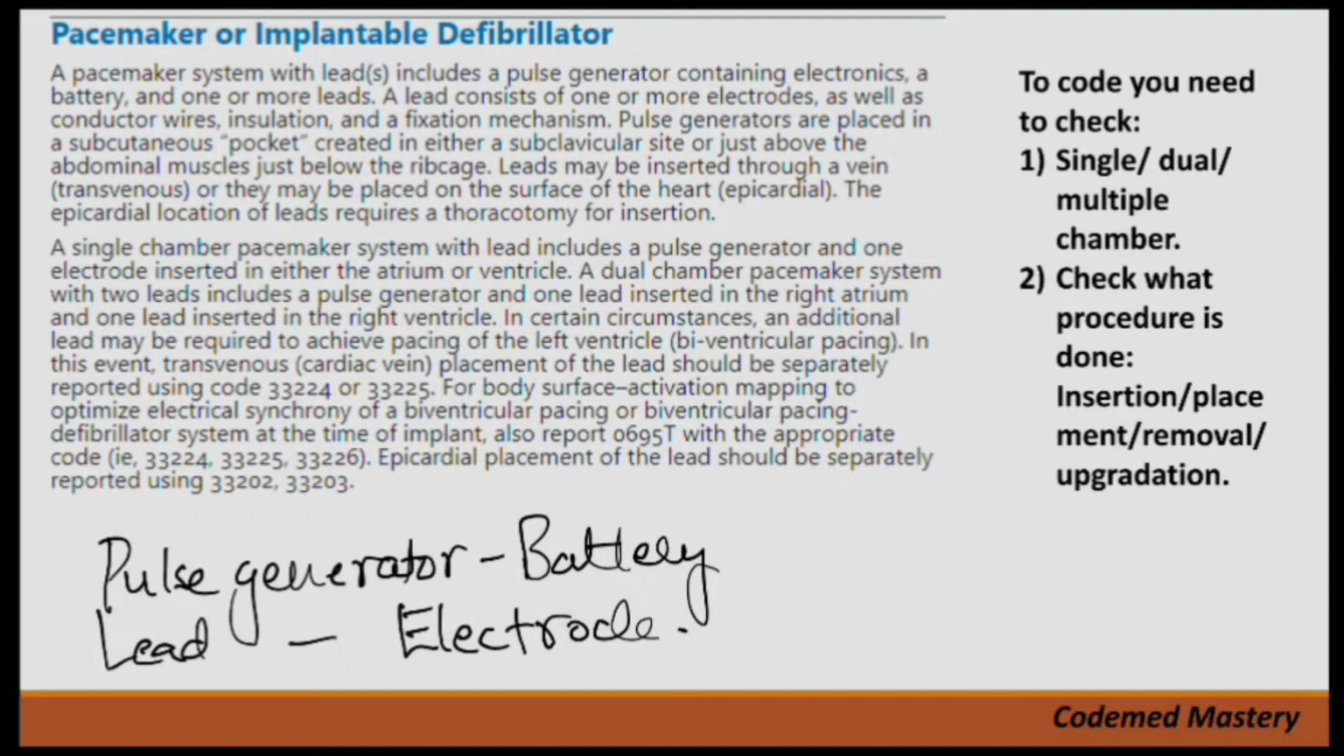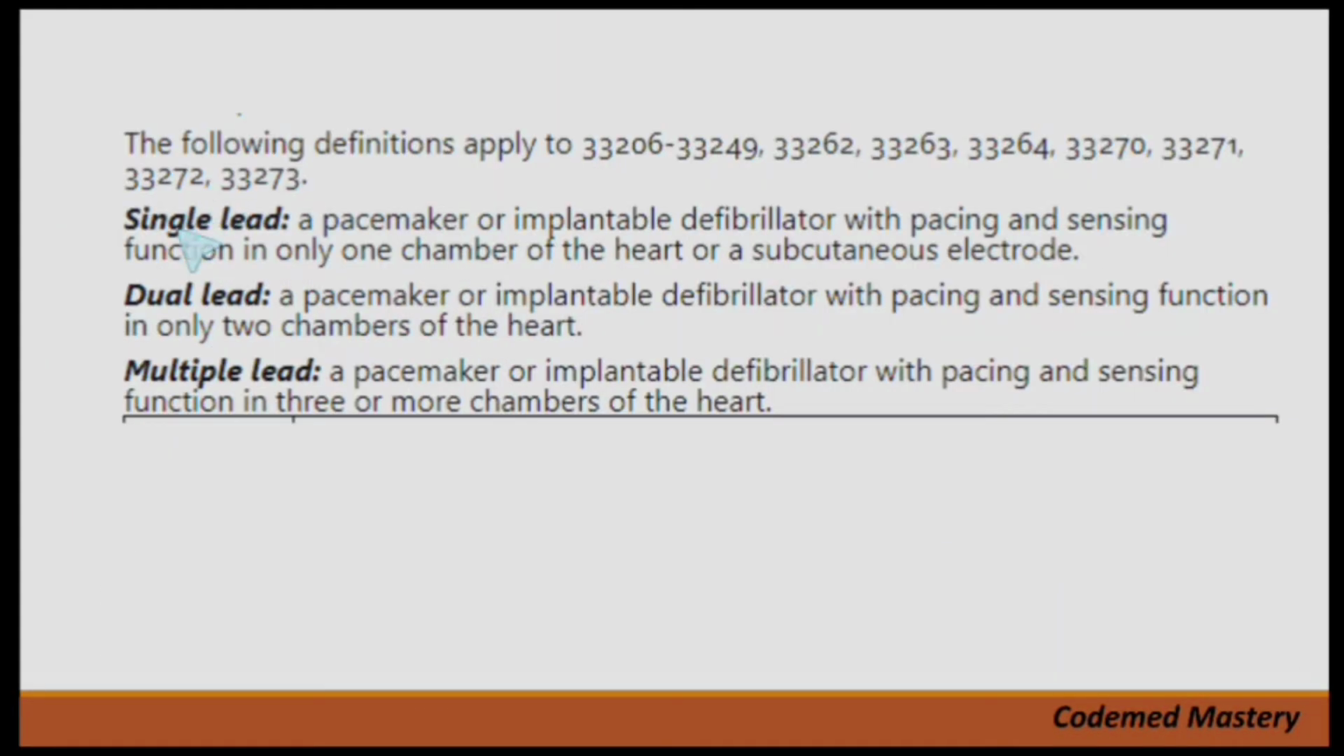Now let us learn how to code pacemaker or implantable defibrillator codes. To code, you need to check first whether it is single, dual or multiple chamber, and you have to check what procedure is done, such as insertion, placement, removal or upgradation. Let us check the codes. As I told, you have to check whether it is single, dual or multiple. A single lead means a pacemaker or implantable defibrillator with pacing and sensing function in only one chamber of the heart.